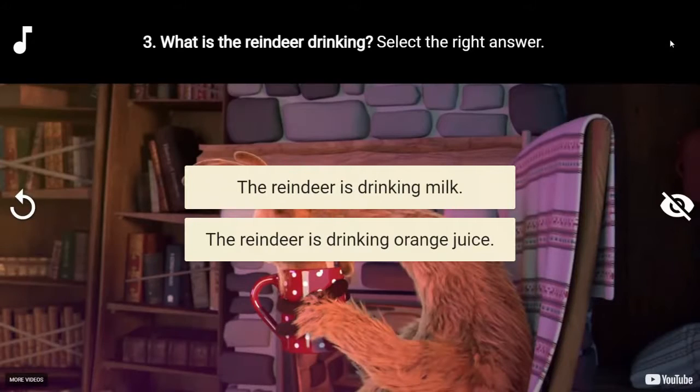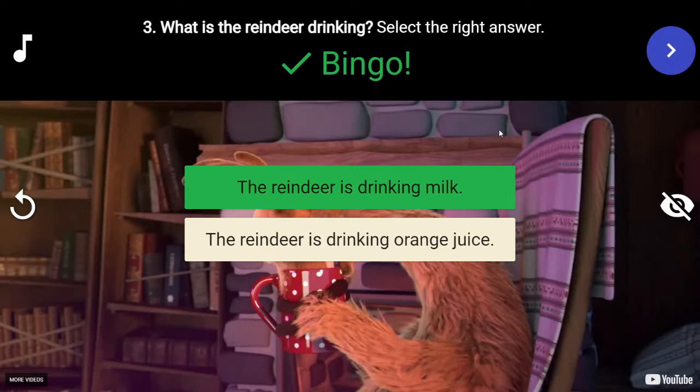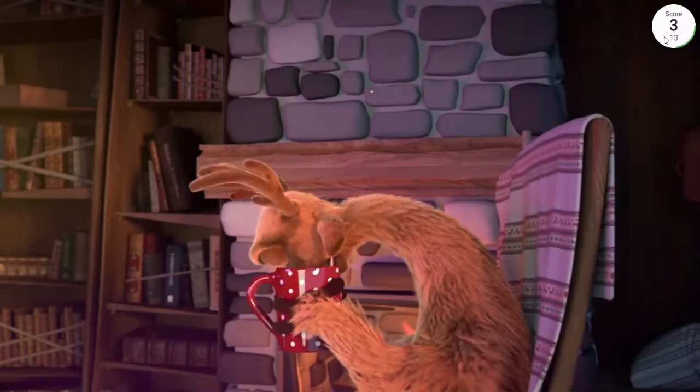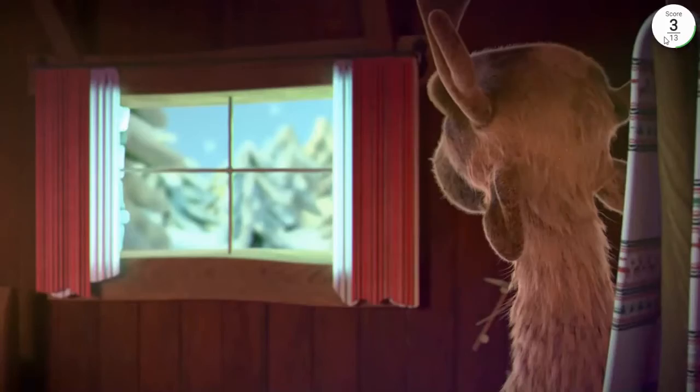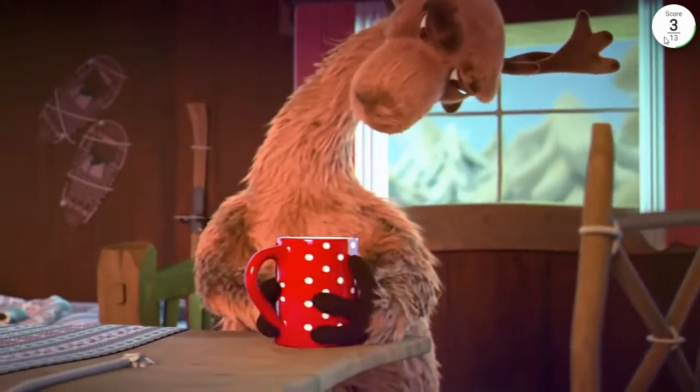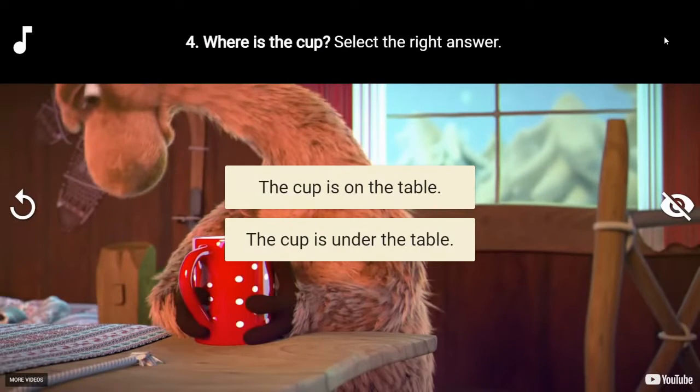Question 3. What is the reindeer drinking? The reindeer is drinking milk, or the reindeer is drinking orange juice. 5, 4, 3, 2, 1. The reindeer is drinking milk. Question 4. Where is the cup? The cup is on the table. The cup is under the table. 5, 4, 3, 2, 1. That's right, the cup is on the table.